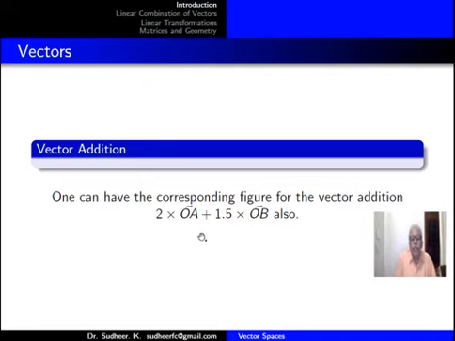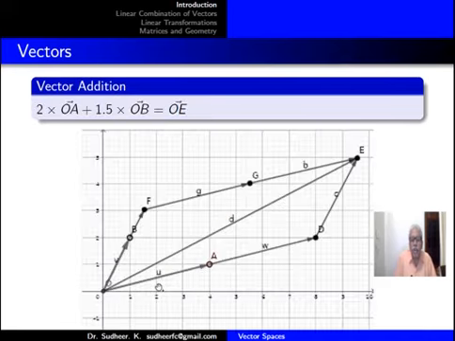One can have the corresponding figure for the vector addition 2OA plus 1.5 OB also. So you have 2OA, it's the vector OD, and 1.5 OB is the vector OF, and you complete the parallelogram ODEF. The diagonal OE will be the sum 2OA plus 1.5 OB.